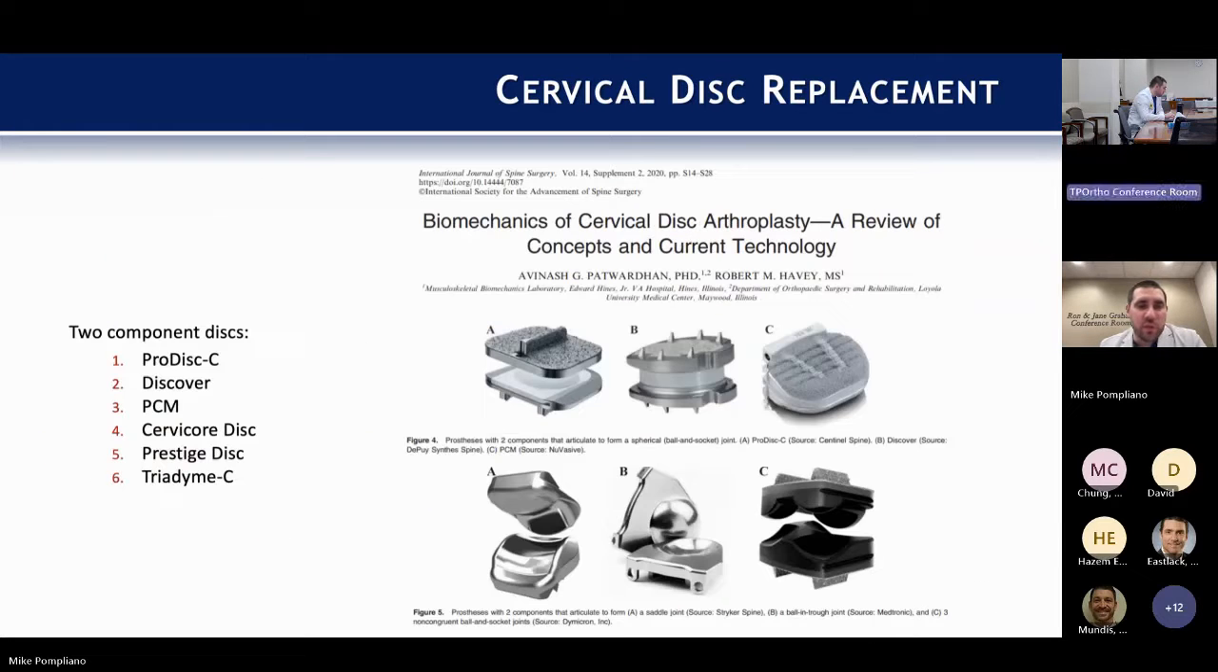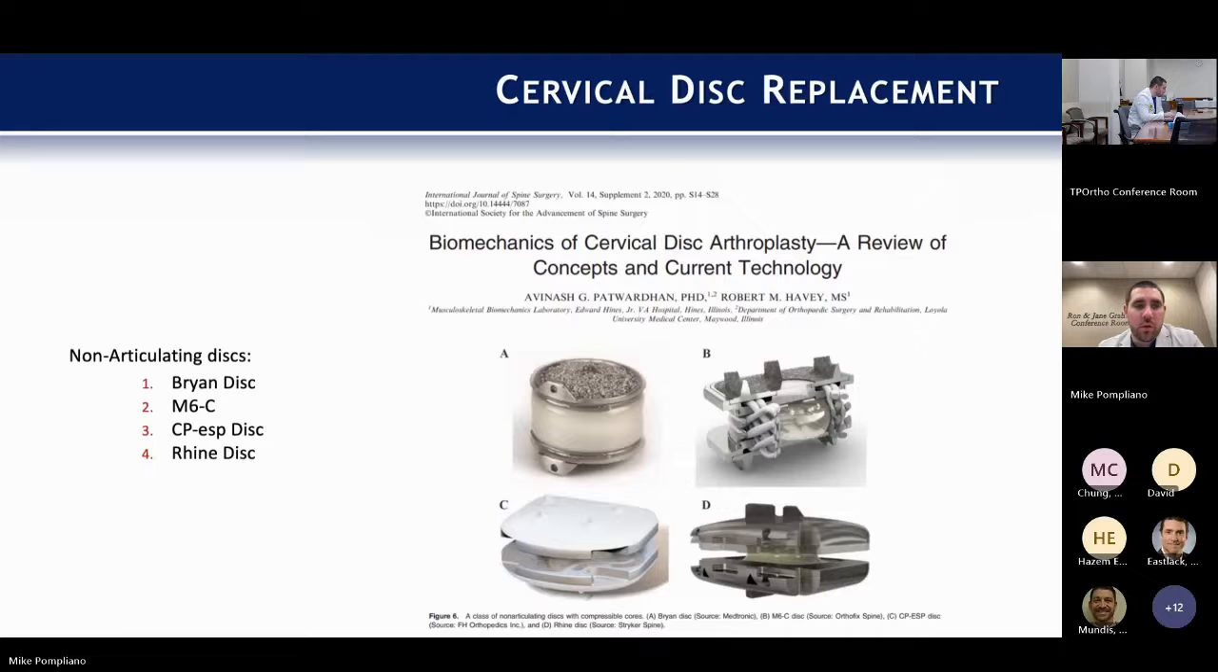These are the options available for 2-component discs. The ProDisc C cobalt chromium with roughened titanium end plates to promote bony ingrowth, again with ultra high molecular weight core. And you can see each of those has 2 components, no freestanding inner piece. And then non-articulating, these are older implant designs that you can see there.